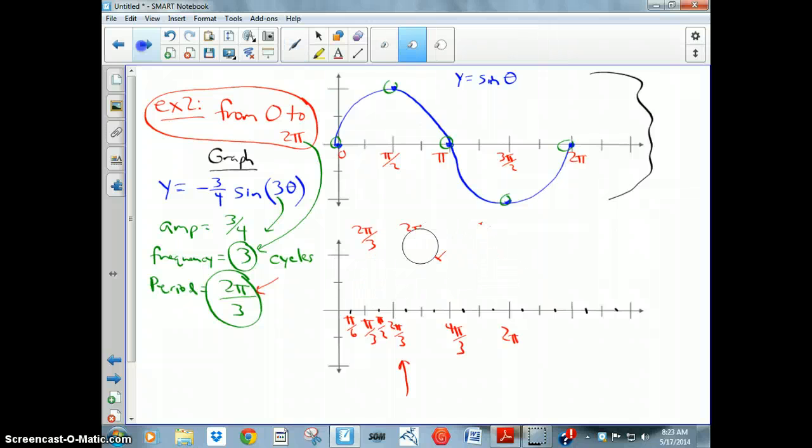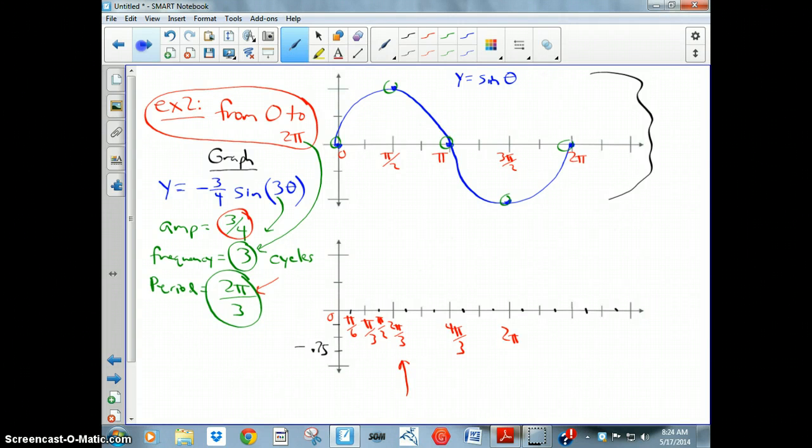And that is how I want you to label your x-axis. You must label the first 5 numbers in the first cycle, these 5 right here, and then where each cycle after that ends. All right, well, on my y-axis, my amplitude is 3/4. Well, I'm going to put some little lines in here. So 3/4 would be about 0.75, and that's negative. And then 3/4 would be positive 0.75, so that would be about right there. All right, now all we got to do is draw a graph.